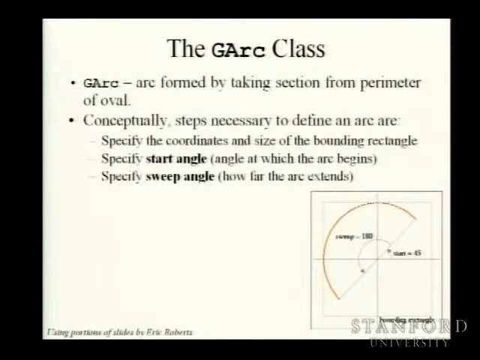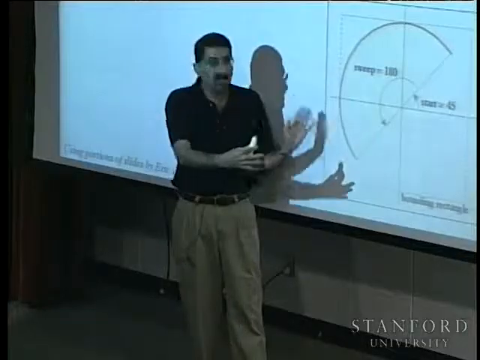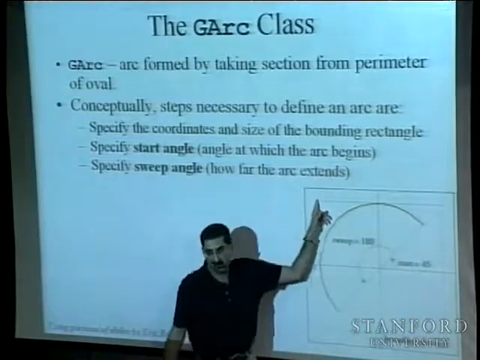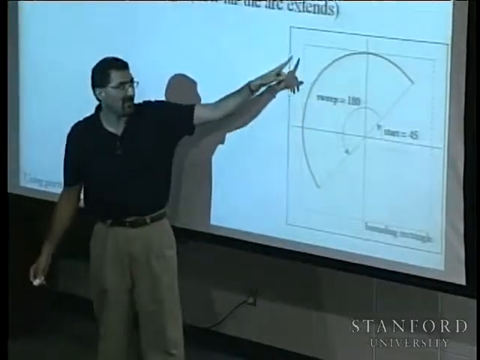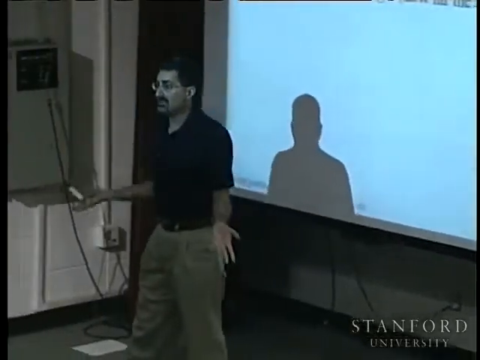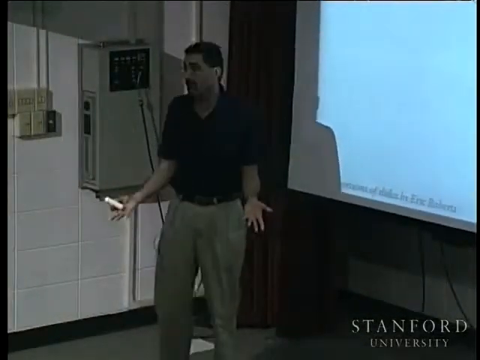A GOval sits inside some rectangle, and that's what tells you what the dimensions of the oval are. Here I've drawn it as a circle. So here's the bounding rectangle, and it's got some upper left-hand location. So we have some x, y upper left-hand location. We have a width and a height. That's what's going to define for us what essentially the oval is going to look like.